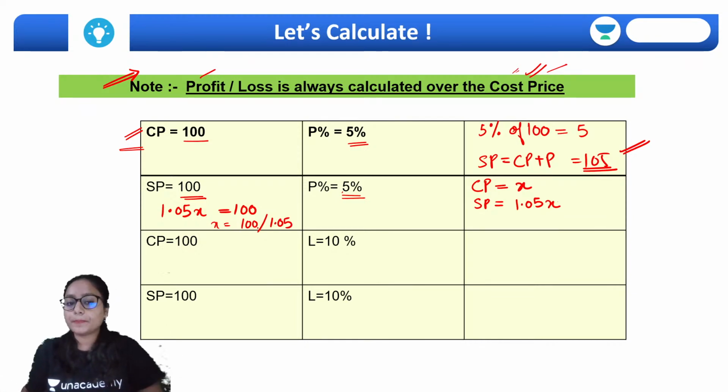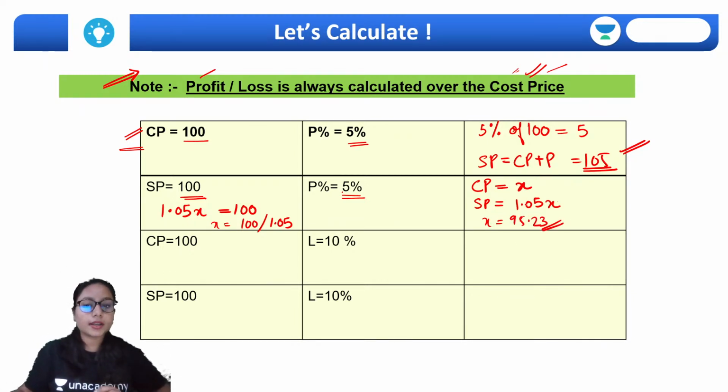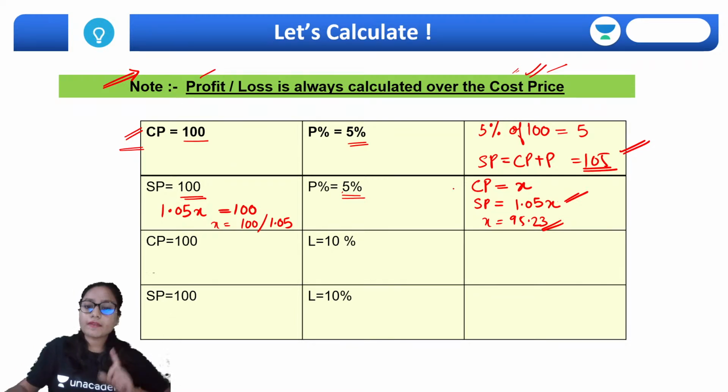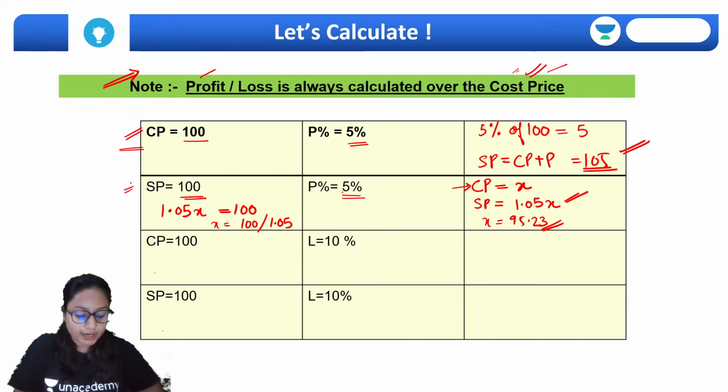If you simplify this, you will get the value of x as 95.23. The value is not important here. You should know the method: take a variable for CP, calculate SP, and put it equal to the given value in the question. Yes, correct Ashish, 2000 upon 21 is the CP. Yes, guys, is this method clear of finding the cost price when selling price and profit percent are given?